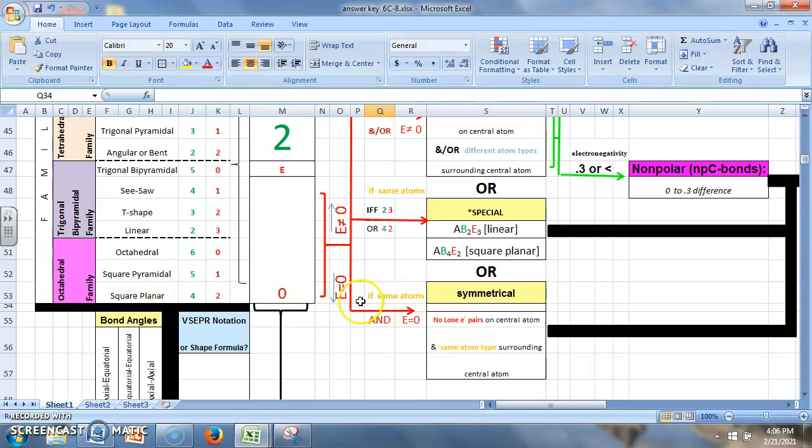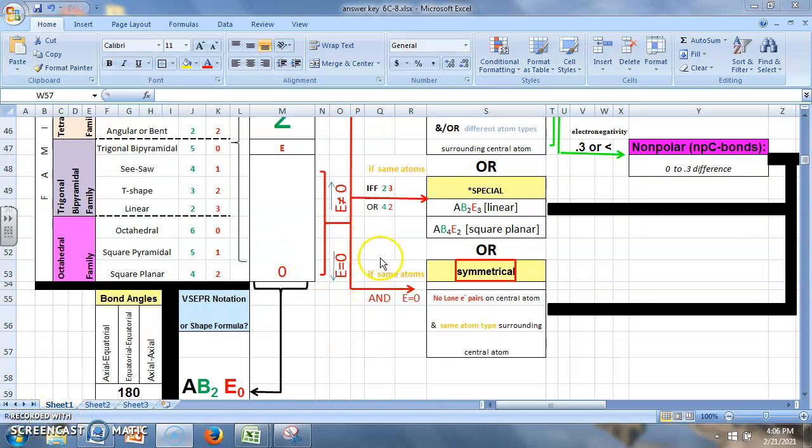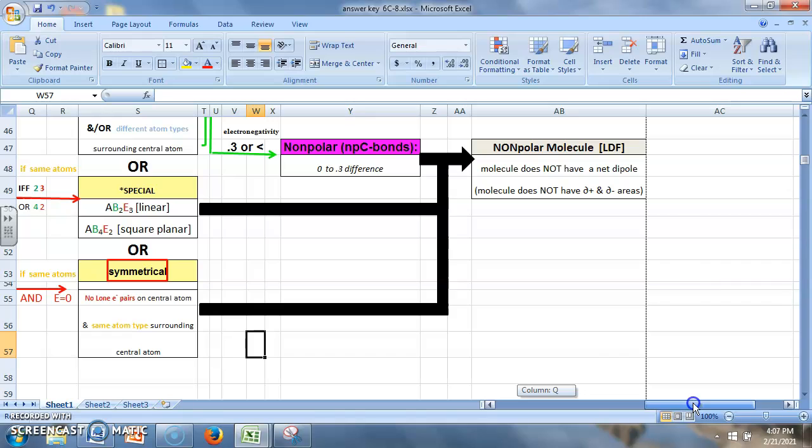Are they the same atoms surrounding the central atom is a question right there. We already know there are two oxygens and the E equals 0. That makes this molecule symmetrical. So when we have the same atoms, in this case two oxygens surrounding silicon, and there are no lone pairs to bend it into an asymmetrical shape, we know the molecule is symmetrical. When the molecule is symmetrical, it doesn't matter what kind of bonds they have, because if the bonds were polar, they would cancel. Or if the bonds are polar, they would cancel. So it doesn't matter whether the bonds are polar or not. This molecule has to be nonpolar.